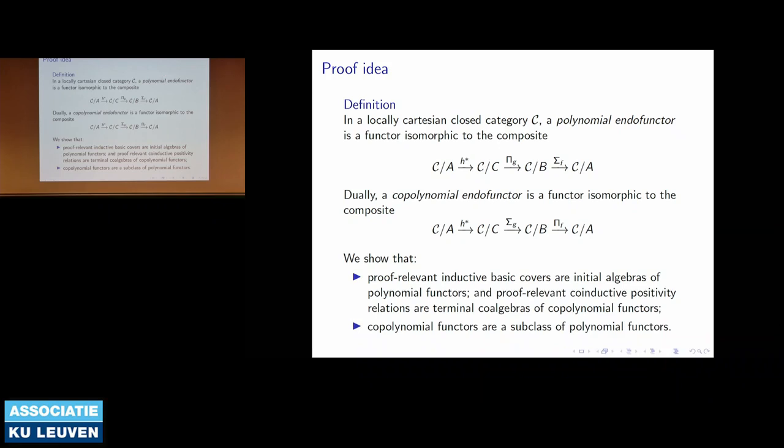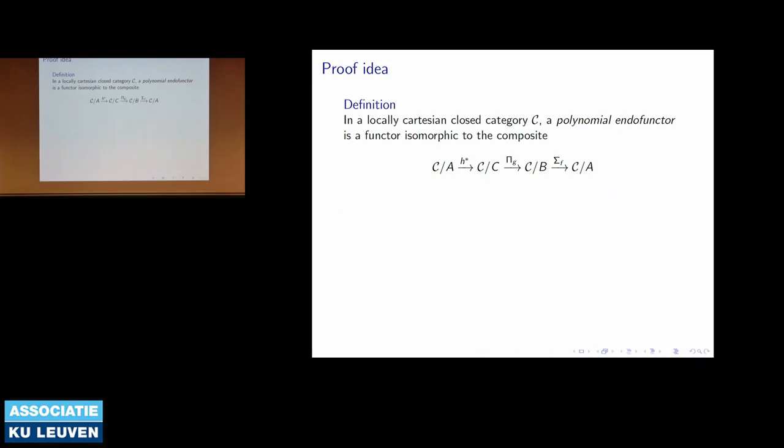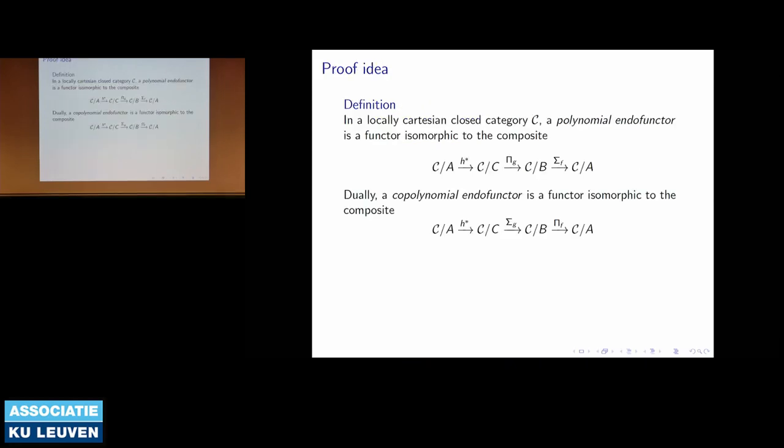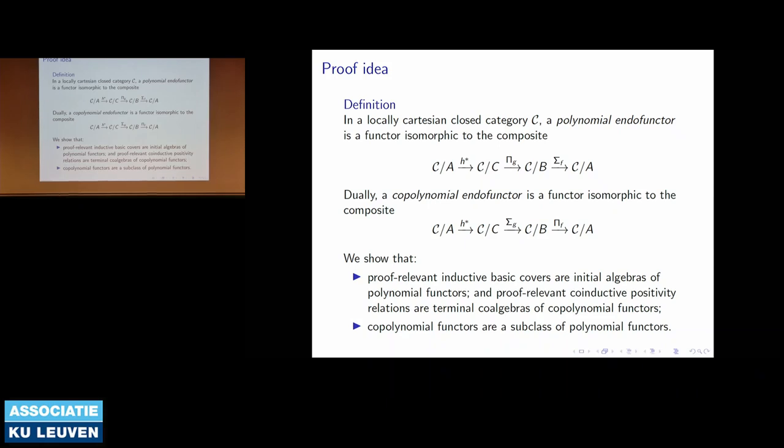And the second key point is that at the end of the day, copolynomial functors are a subclass of polynomial functors. And for this reason, you get this asymmetry. You get only one direction in this second theorem. Okay, that's for the proof-relevant case.